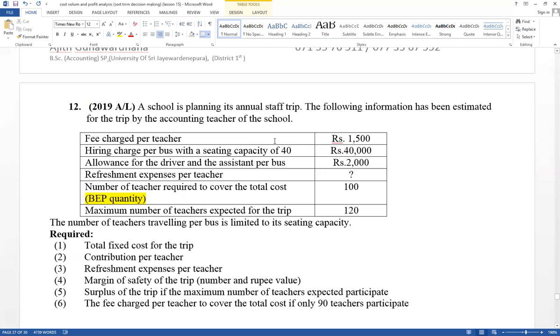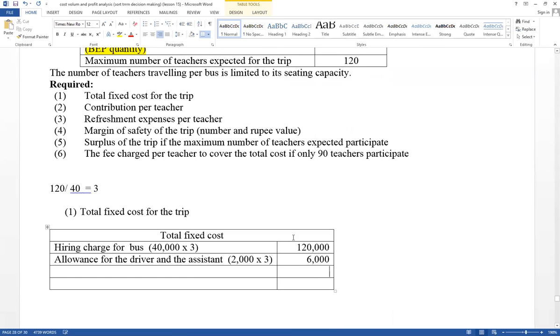The money comes to us from the teachers. So if the cost changes when the number of teachers changes, then it is variable. Therefore, hiring charges per bus and allowances for drivers and assistants do not vary proportionately with the number of teachers. Therefore, fixed cost. These do change, but they do not change proportionately. Therefore, those cannot be recognized as a variable cost. It depends on the number of teachers, but does not vary proportionately when quantity changes. Therefore, this is the total fixed cost. Total fixed cost equals 126,000.